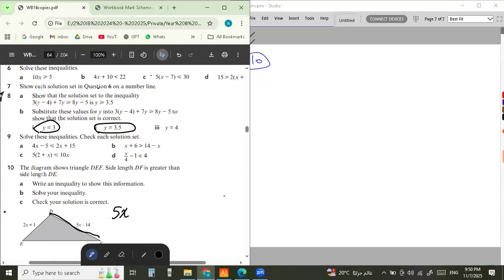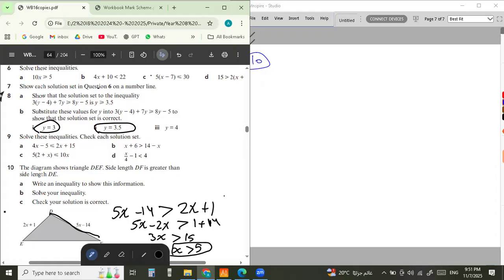5x minus 14, which is DF, is greater than DE, which is 2x plus 1. This is the inequality. Solve your inequality, no problem. I'm going to get the x's together. So 5x minus 2x is greater than 1 plus 14. 5x minus 2x is 3x, greater than 15. So send the 3 there, division, so x is greater than 5. I solved the inequality. That's it.